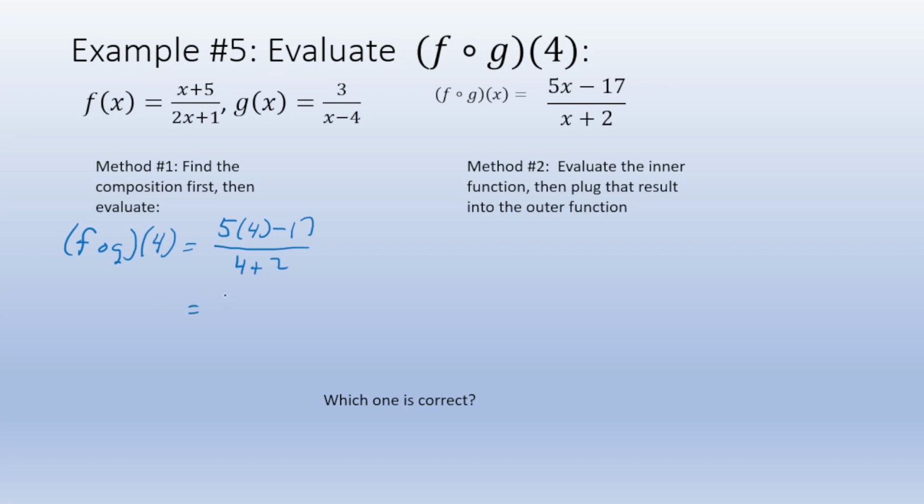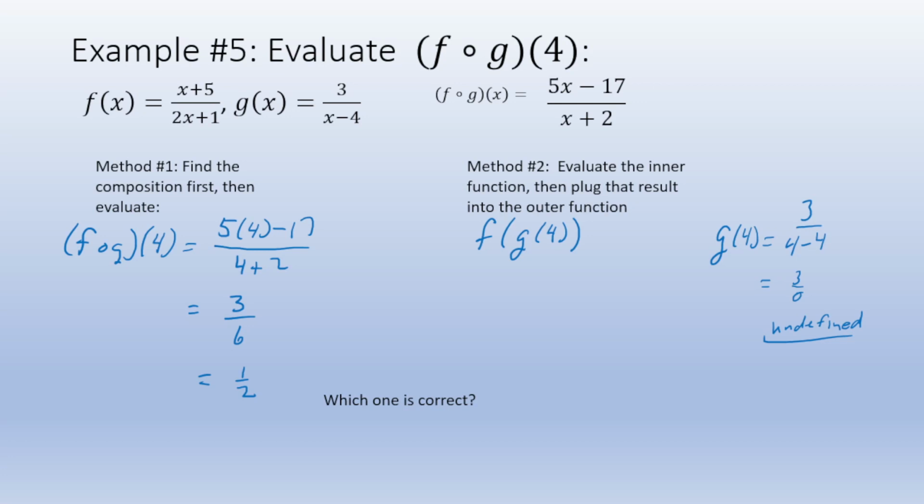This gives us a result of 20 minus 17, which is 3, over 4 plus 2, which is 6, which is equal to 1/2. If we use the second method here, where we do f of g of 4, g of 4, that's 3 over 4 minus 4, which is 3 over 0, which is undefined. So if we do the second method, we basically run into a wall because we get an undefined result when we evaluate the inner function.